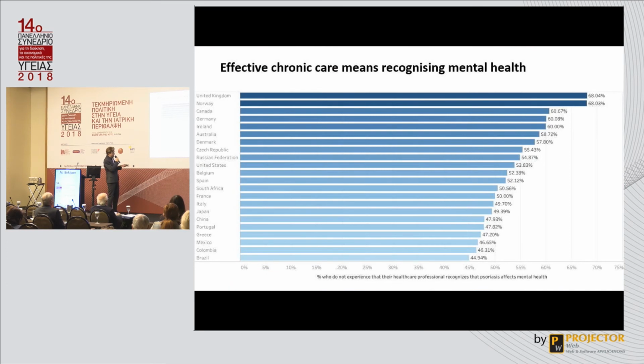And what we find, so we basically asked them whether they experience that the healthcare professional recognizes that psoriasis affects mental health, and this is the amount of people who say no. So around 50% across all countries experience that their healthcare professional doesn't really acknowledge or recognize this problem, which suggests that we still have a separation of mental and physical health care, institutionally, culturally, and professionally, perhaps. The interesting thing is there are some variations here between countries.